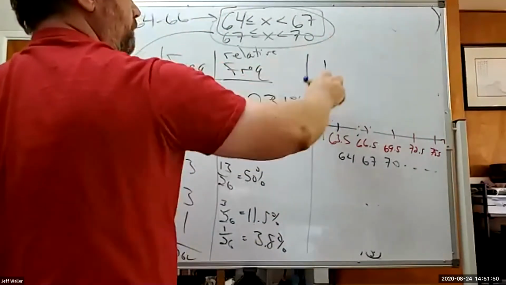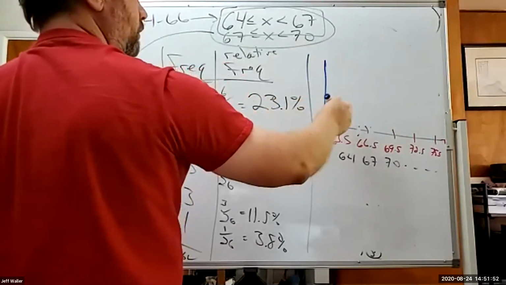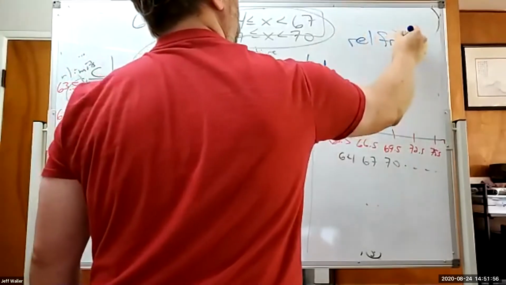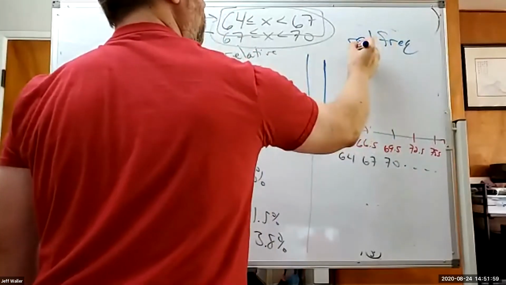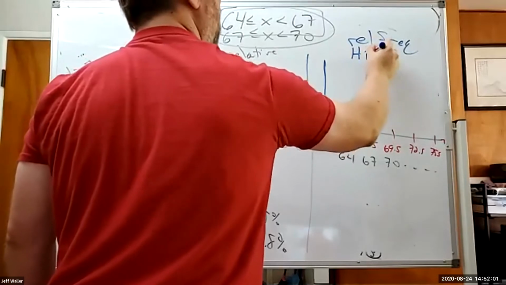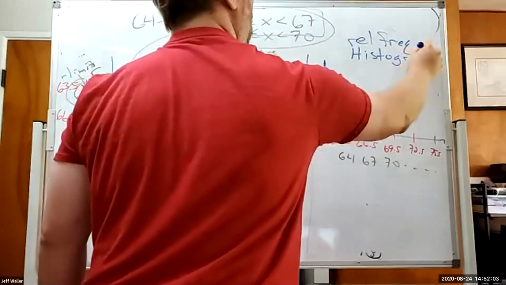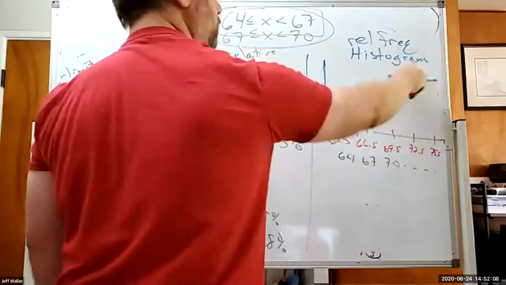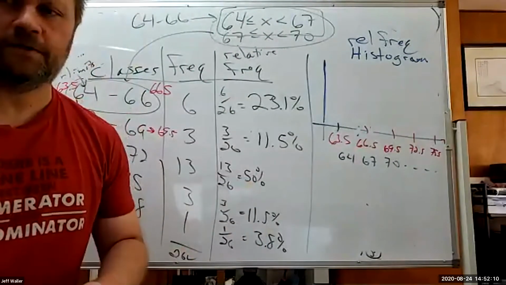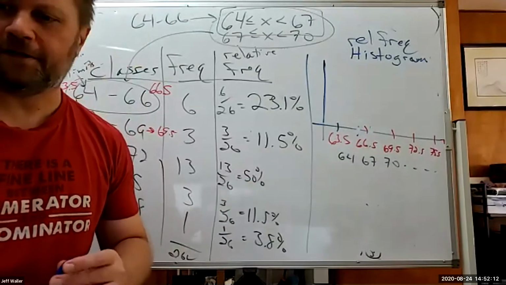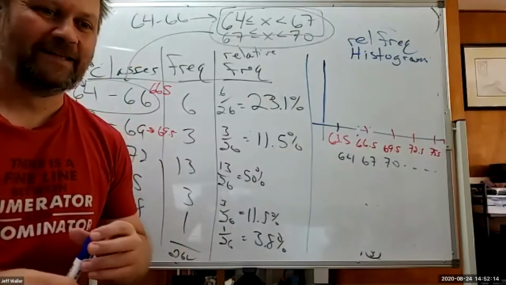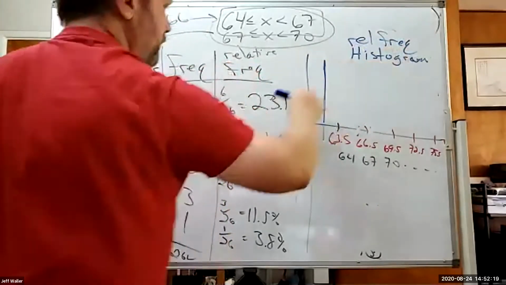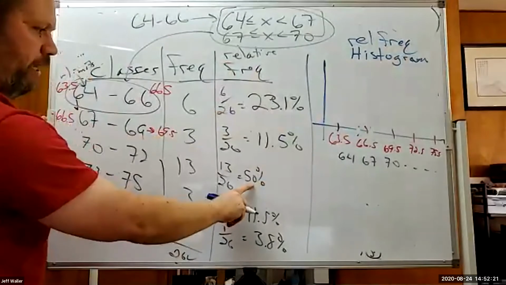this scale here, let's make a relative frequency. And I haven't even told you what these are called. These are called histograms. Histogram. That's what they're called. So if I want to make a relative frequency histogram, I want to use these numbers. I've got to go up to 50.